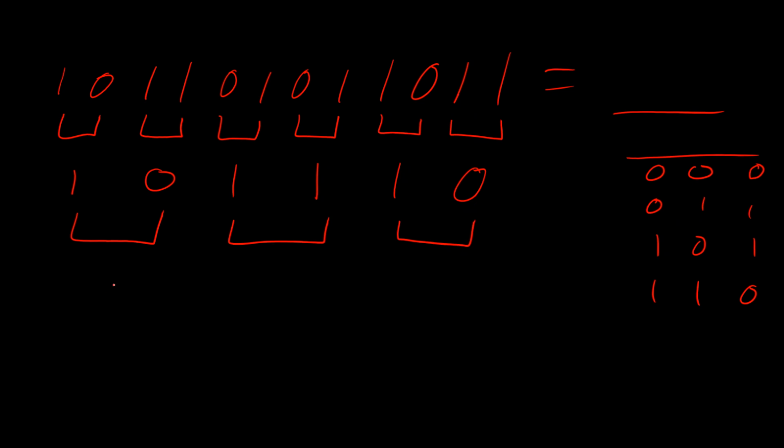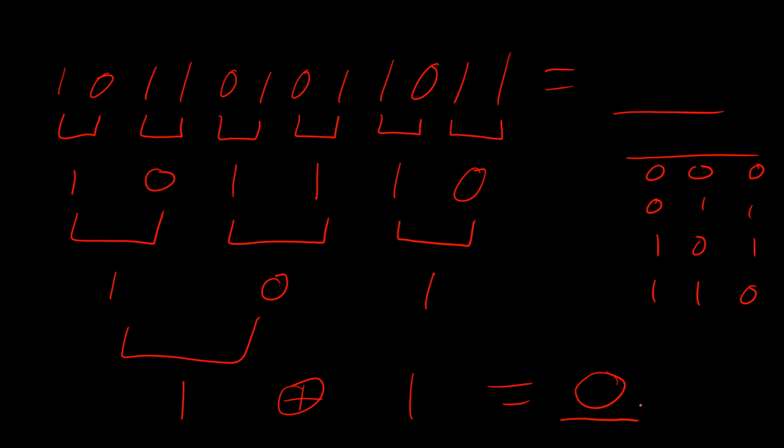1, 0, that's going to be 1. 1, 1, 0, 1, 0, it's 1. And lastly, just this one, 1 and 0, that's 1. And then we just bring that one down. So lastly, we have 1 XOR 1 equals 0. So our answer is 0.